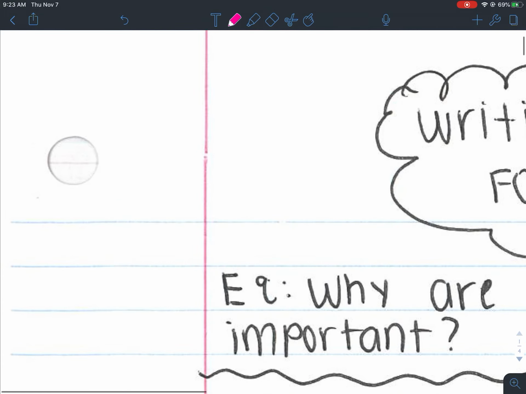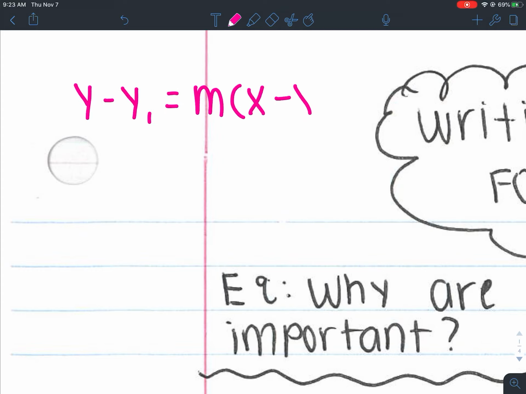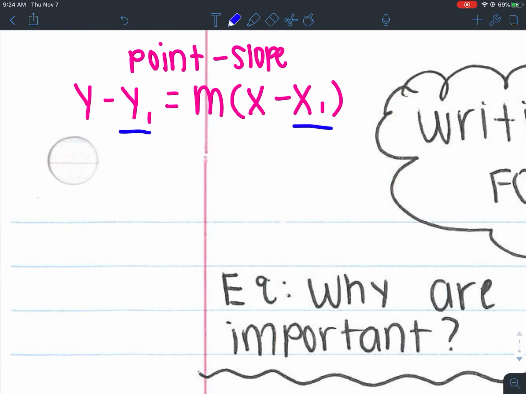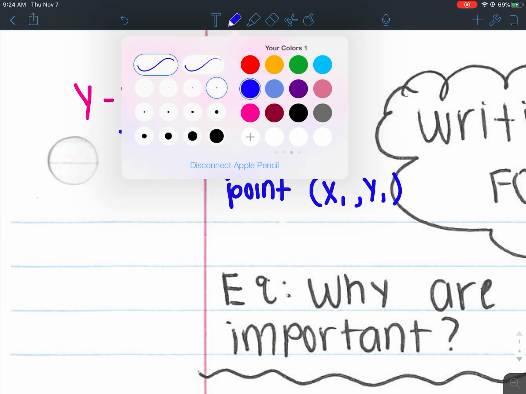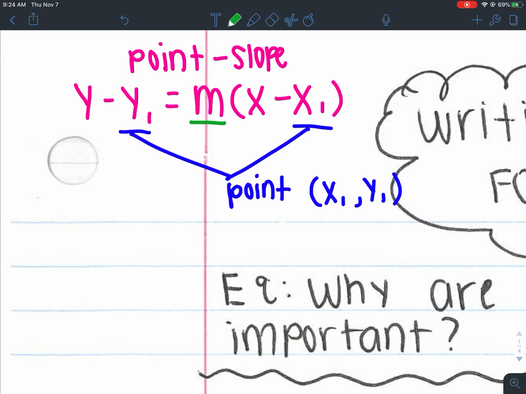And so let's review what point slope form looks like. That's y minus y1 equals m times x minus x1. Now this form is called point slope form because it gives you a point and a slope, right? So the point part is going to come from these two values. So that gives us our point of x1 comma y1. The slope part comes from the m, and m always represents our slope.